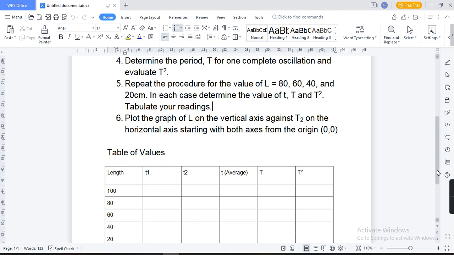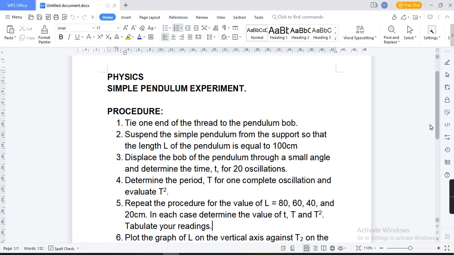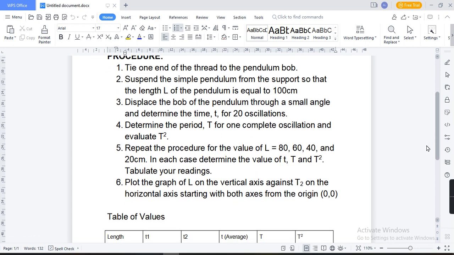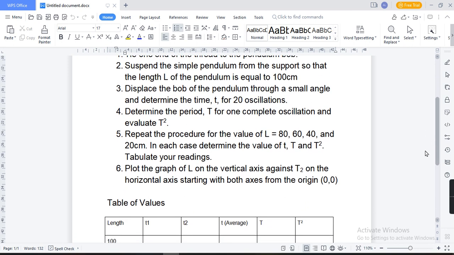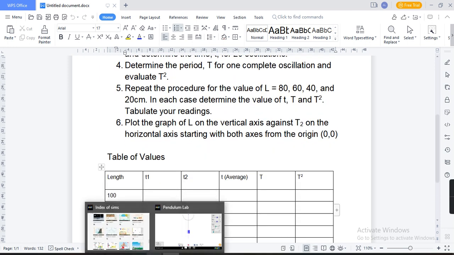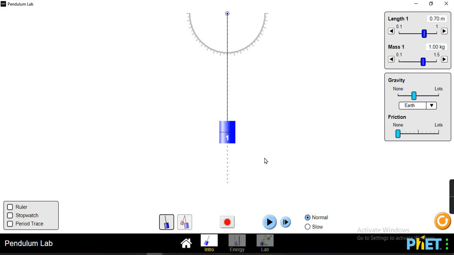So I'm going to set up my PhET simulation in the first place. I have all the materials that I need: a thread, a meter rule, a stopwatch, the weight and the clamp, and so on and so forth. I have something similar which I can use for this. It's already set up for me, as you can see on my screen.